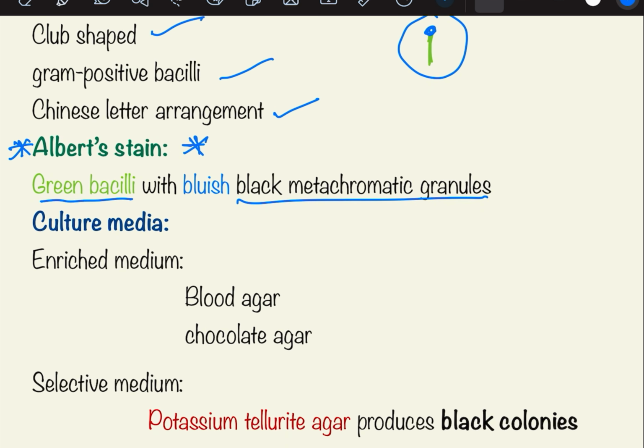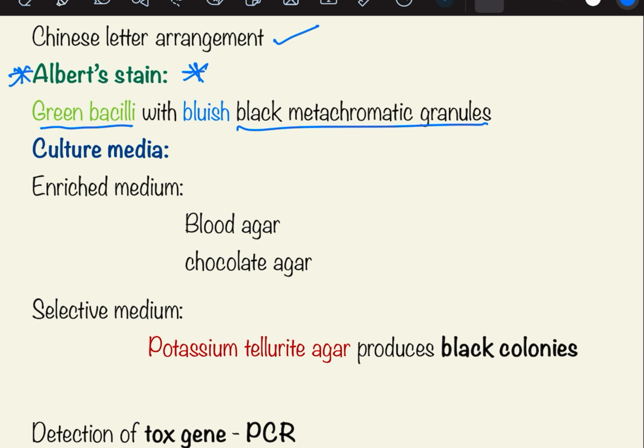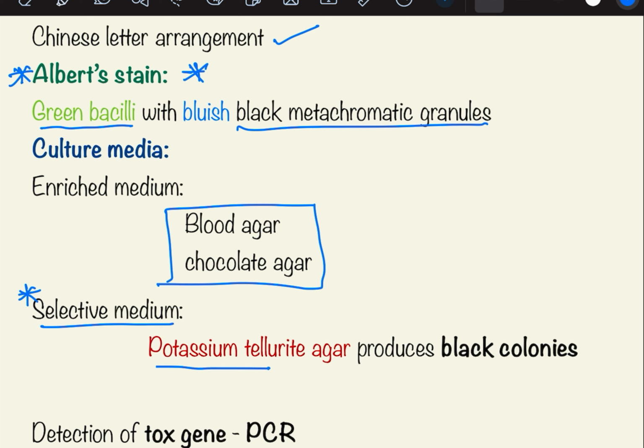Coming to culture media, the enrichment media are blood agar and chocolate agar. The selective medium is important: it is potassium tellurite agar, which produces black colonies. Among other methods, using PCR we can detect the tox gene, and using ELISA we can detect the toxin. These points are also important.